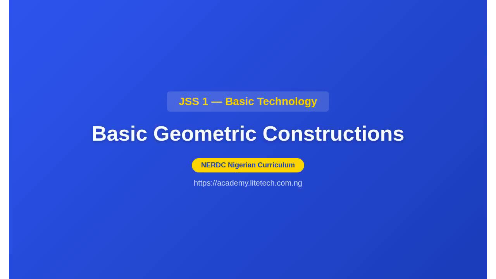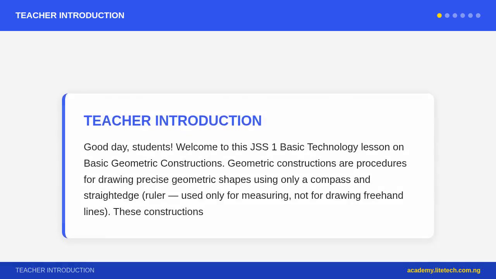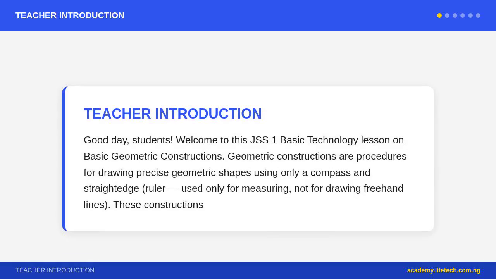Good day, students. Welcome to this JSS 1 Basic Technology lesson on basic geometric constructions. Geometric constructions are procedures for drawing precise geometric shapes using only a compass and a straight edge ruler, used only for measuring, not for drawing freehand lines. These constructions form the foundation of technical drawing and are also tested in your mathematics classes.